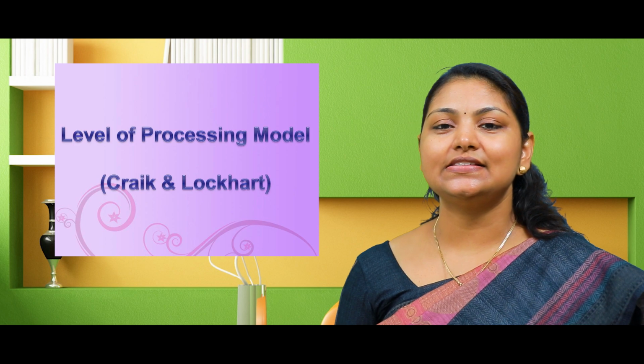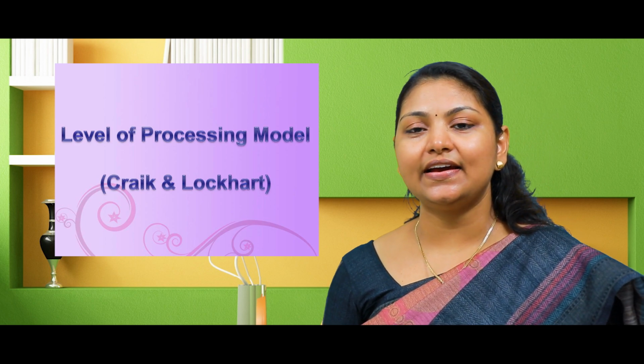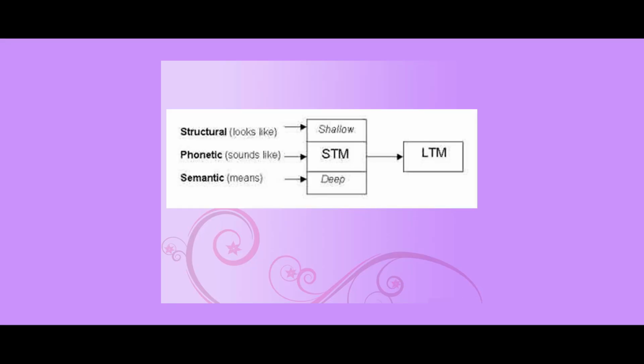Next, we shall discuss the theory about the levels of processing model by Craik and Lockhart in the year 1972. It was basically believed that the depth of mental processing affected mental function. Memories that were deeply processed led to long-lasting memories, while shallow processing led to memories that decayed easily. Let's see the structural representation of this theory.